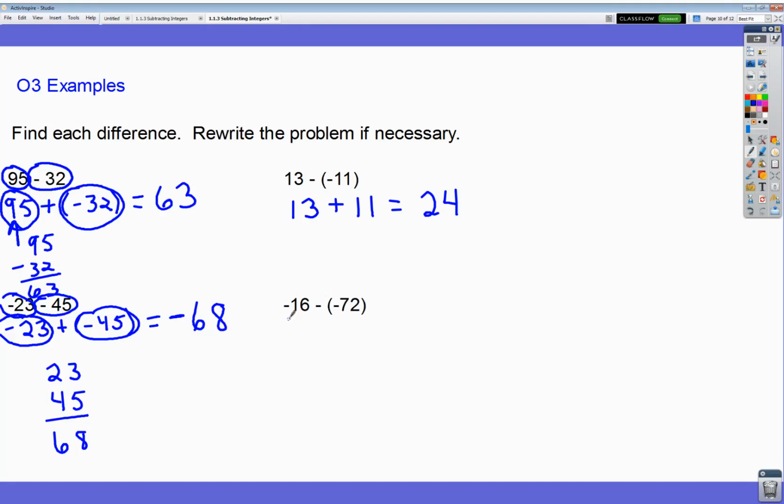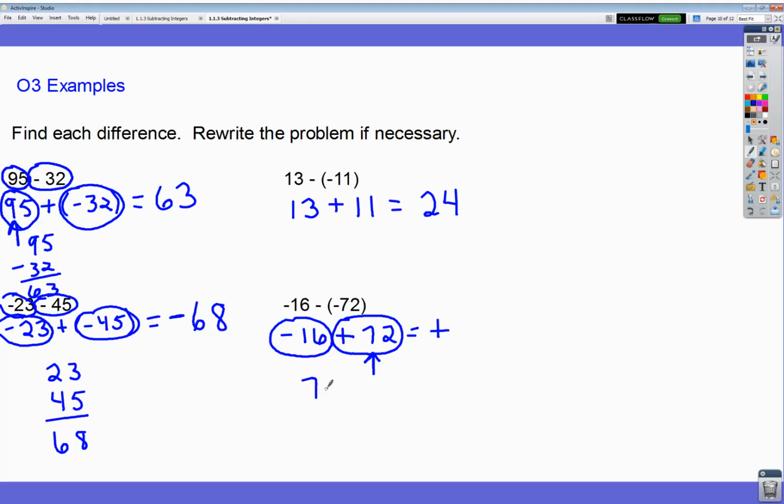Okay, our last example, I'm going to rewrite this as negative 16 minus a negative becomes a positive 72. So I have a negative 16 and a positive 72. One is negative, one is positive. The signs are different. Different signs subtract. Keep the sign of the larger number, and then you'll be exact. So the larger number in this case is the 72. So my answer is going to be positive. I'm just going to write a positive sign there so I don't forget.